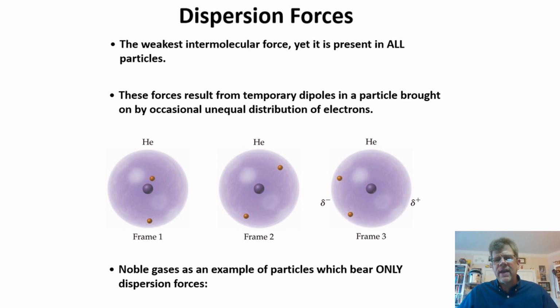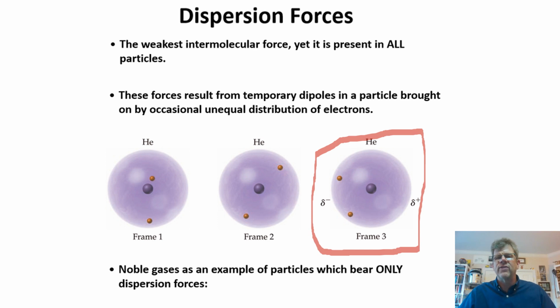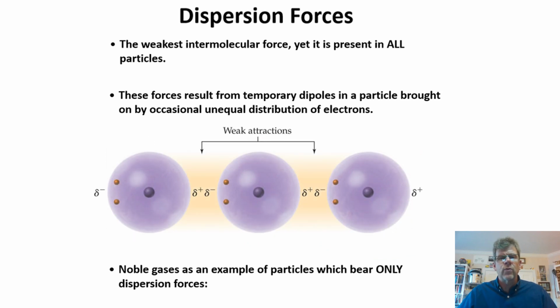So if we have a few of these, or more than a few, in any given sample of helium where we have this dipole set up, we can ultimately line them up, and we get these weak attractions happening always within some particles of this sample of helium. Most of them, that's not the case.